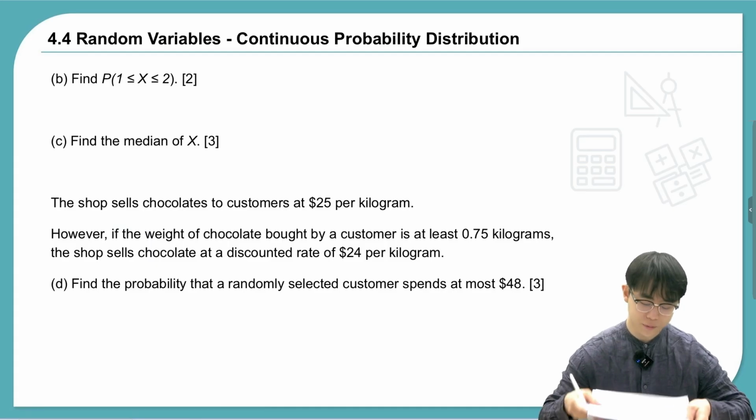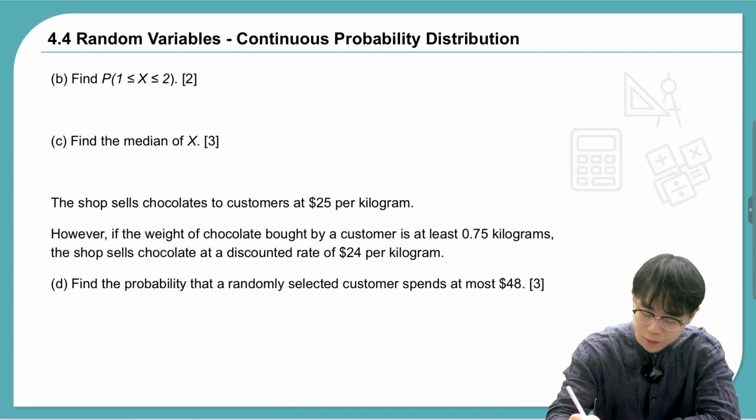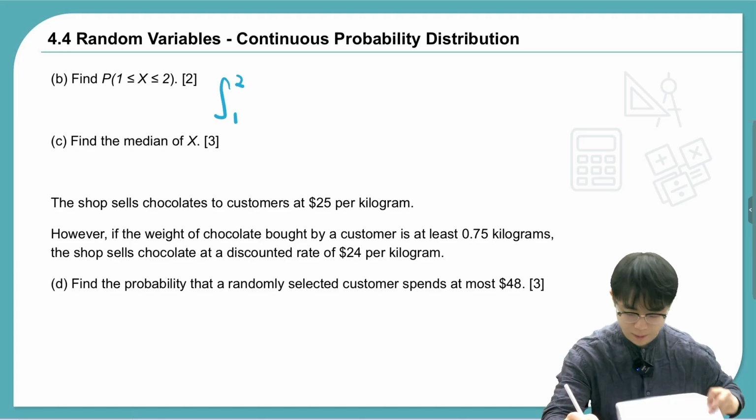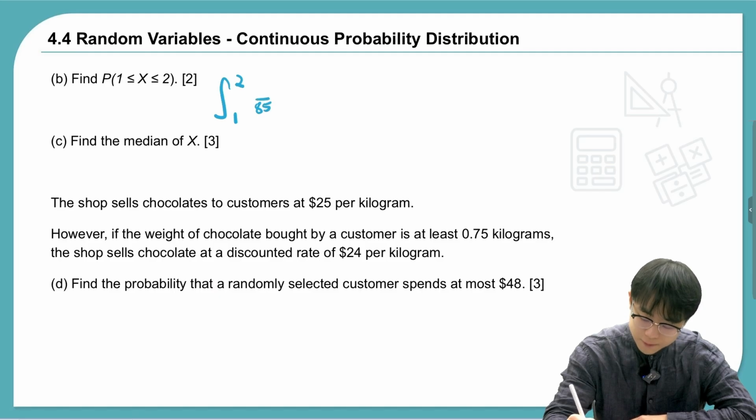So this says we're going to find the probability where x is between 1 and 2. So we simply integrate from 1 to 2 f of x, right? So if we were to integrate that, that would give us 6 over 85 times 4x plus 3x squared over 2 minus x cubed over 3.